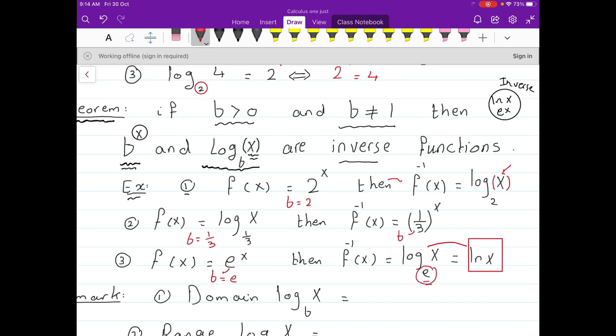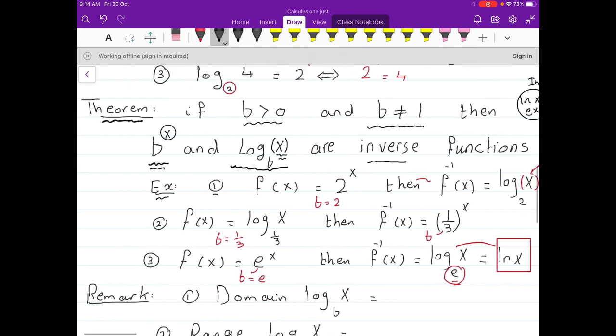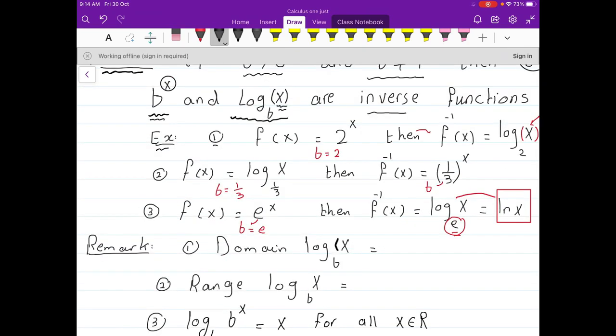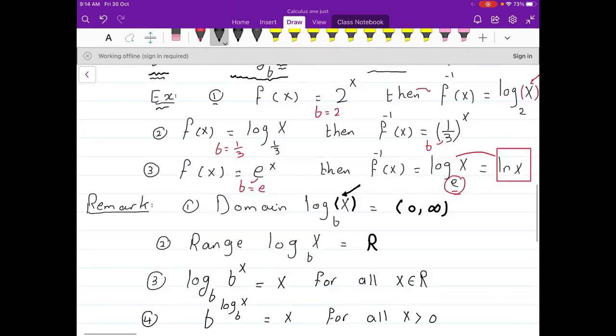Now, what is the domain? We have a new function. For any function you must know the domain and range. So the domain of log x for the base b: to find the domain, inside the log must be positive, so the domain is from 0 to infinity. The range for log x for the base b will be R.